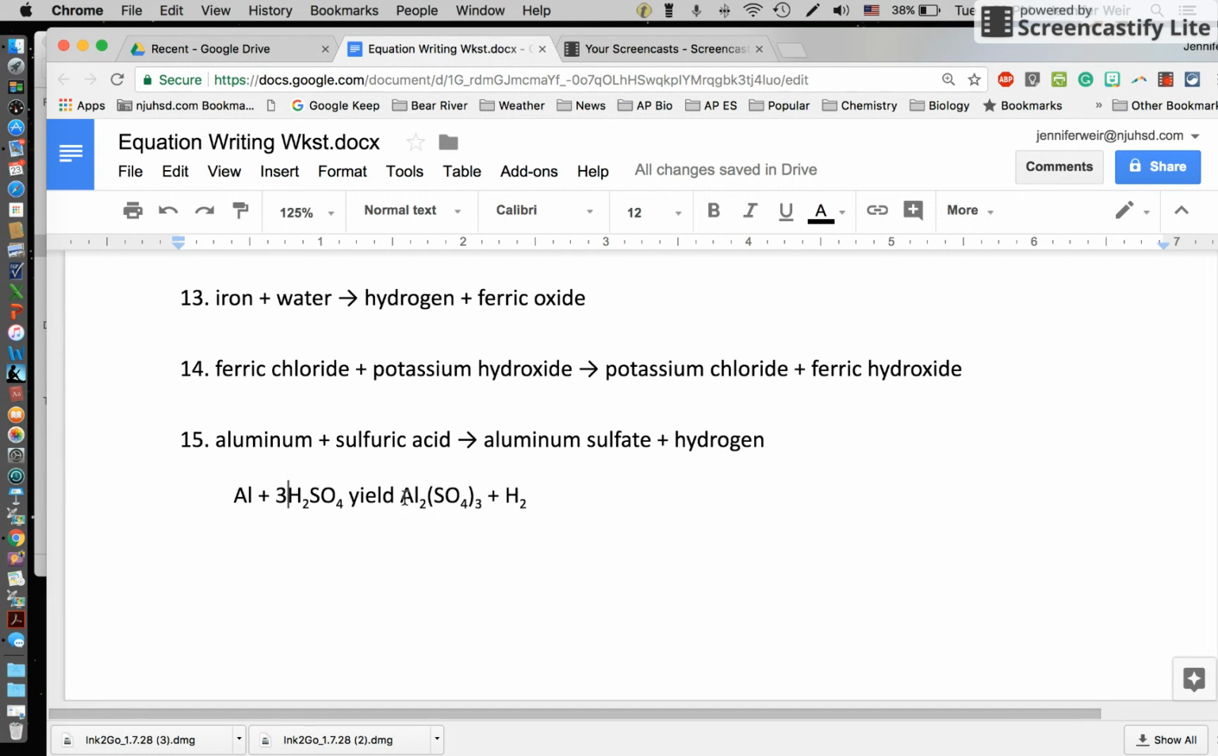And then I'm going to take a look at the aluminum next, and I see that there are 2 aluminums. So I'm going to head over here to the left and put a 2, because aluminum just appears by itself. So now the aluminums are good, and the sulfates are all balanced out. So what's left are these hydrogens here. And I can see I have 6 hydrogens over here on the left side, but I only have 2 over here on the right. And so I can simply put a coefficient of a 3 here in front of the hydrogen, and now this equation is balanced.